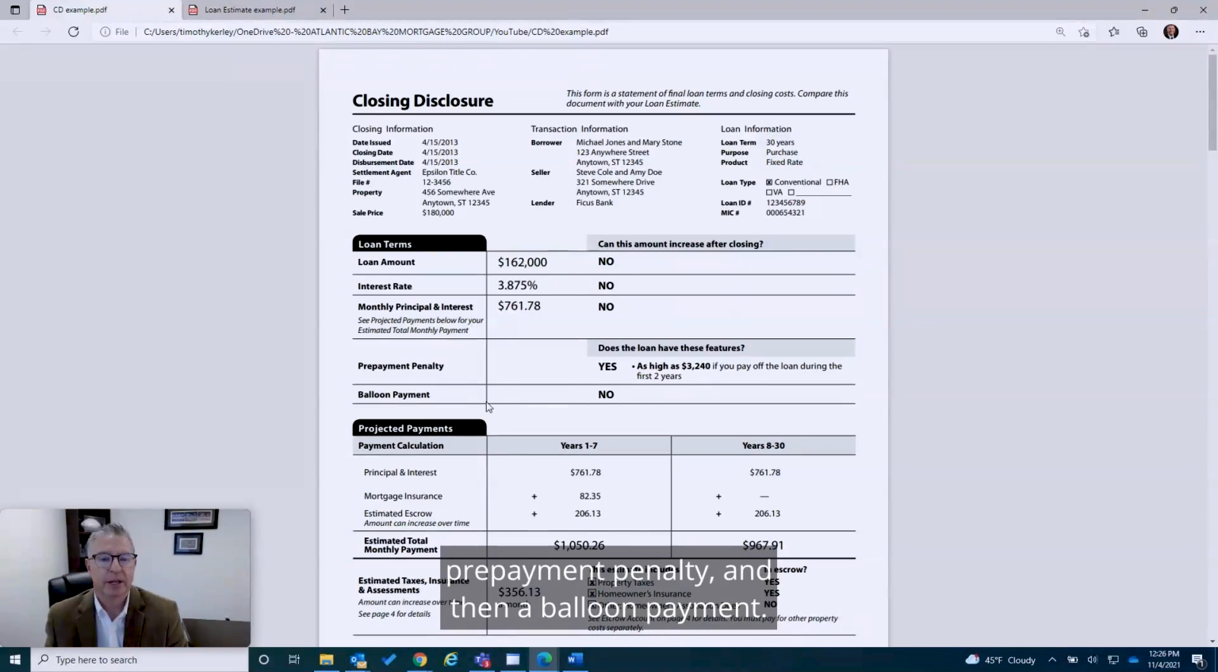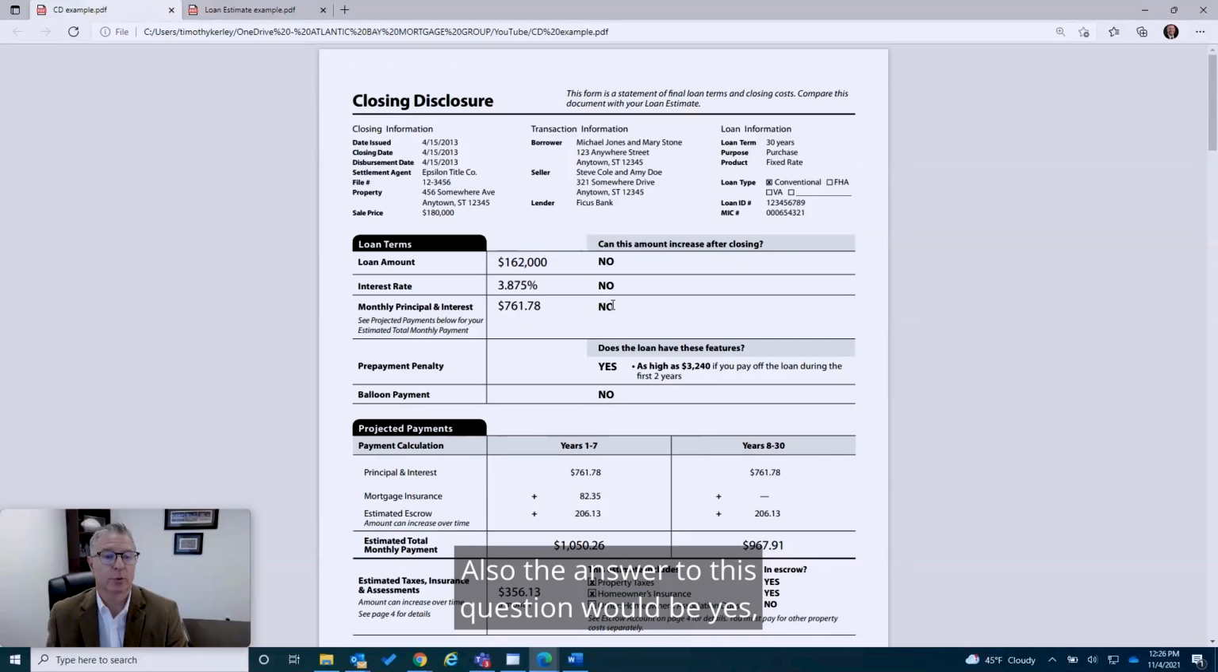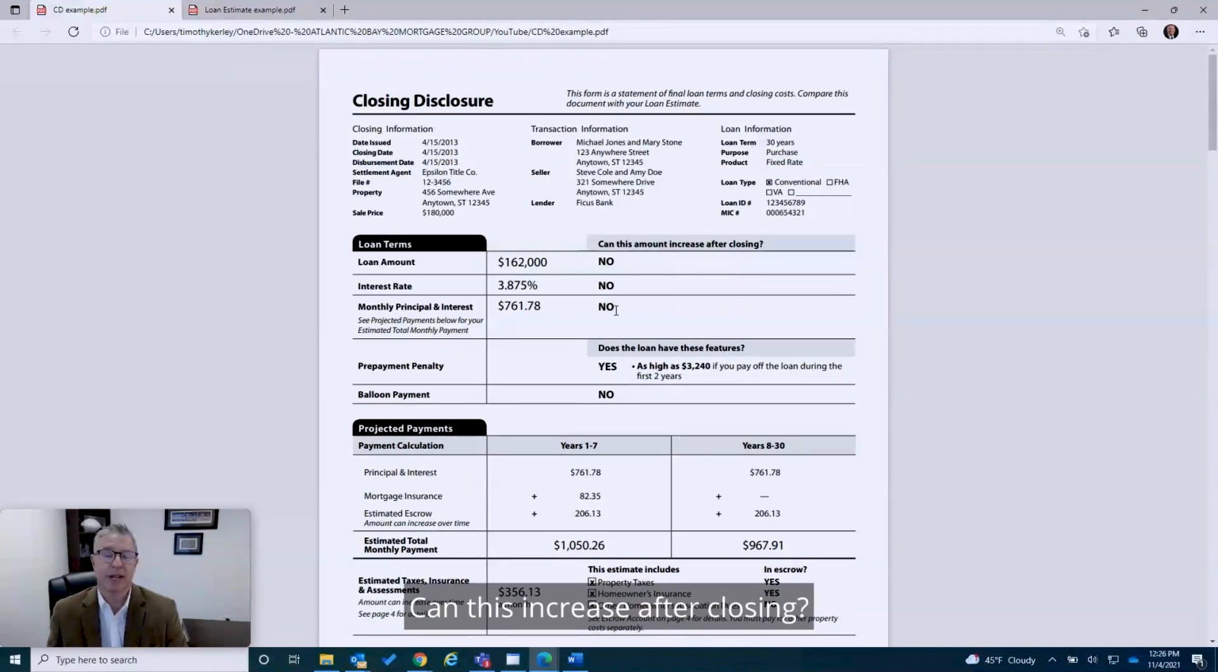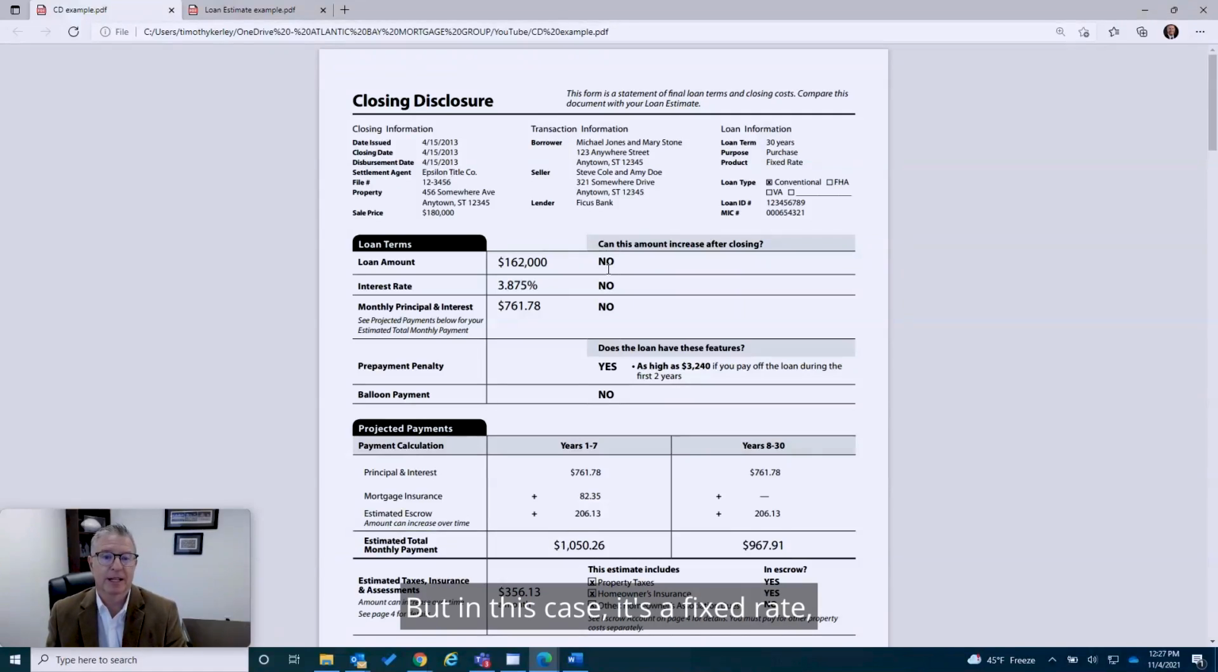Prepayment penalty, and then a balloon payment. And you'll notice this question here, can this amount increase after closing? No. Does the loan have these features? So this part up here is going to tell you, for instance, on your interest rate, can this amount increase after closing? No, this is a fixed rate loan. If it were a variable rate loan, the answer to that question would be yes, because it could increase after closing. Also, the answer to this question would be yes. Monthly principal and interest, can this increase after closing? Yes, it can. If you're doing a variable rate loan and the rate goes up, then yes, the payment can increase after closing. But in this case, it's a fixed rate, as we know from this section up here. So the answer is no.